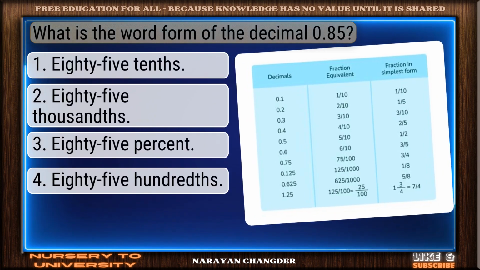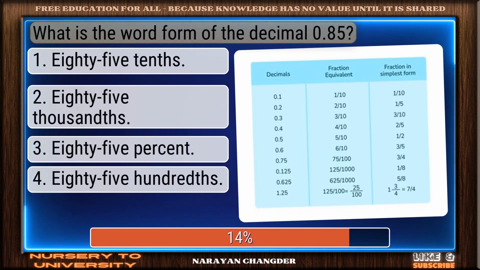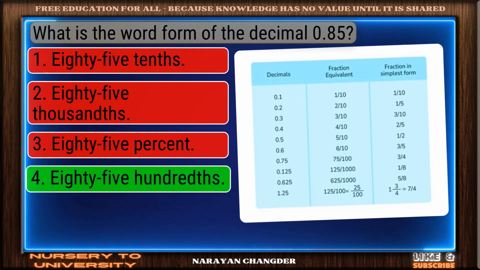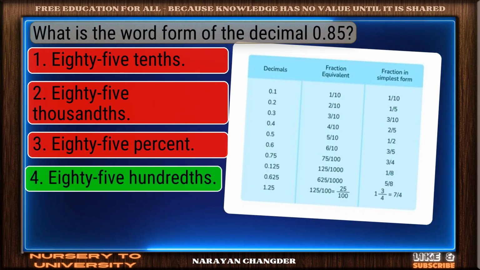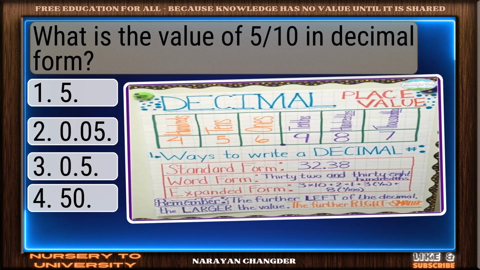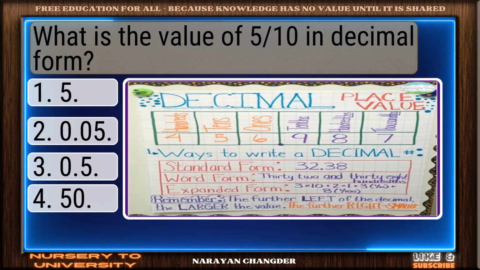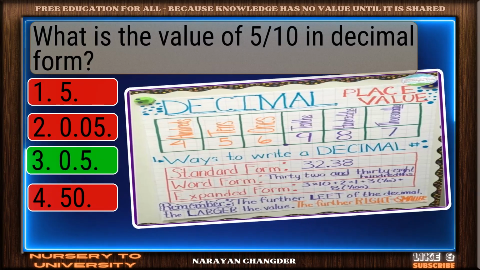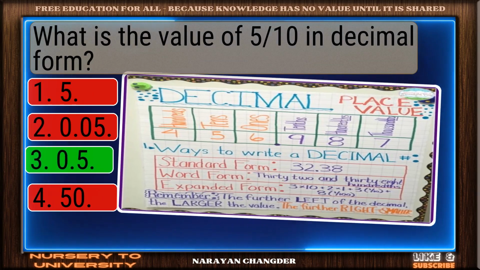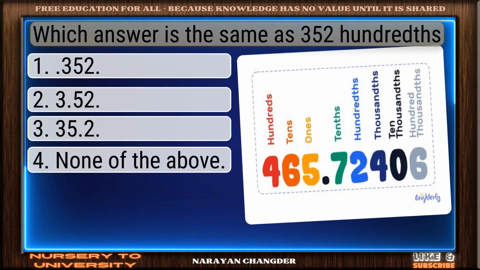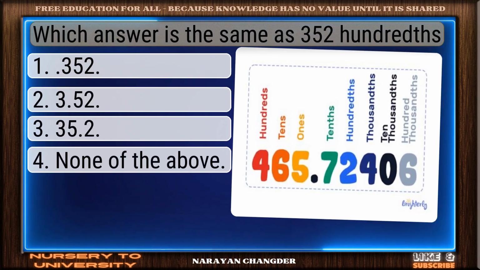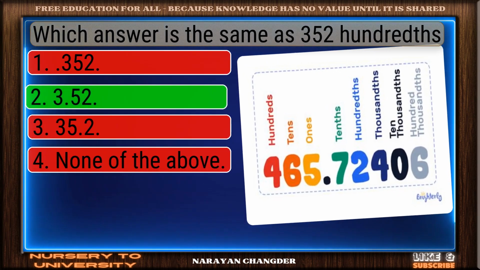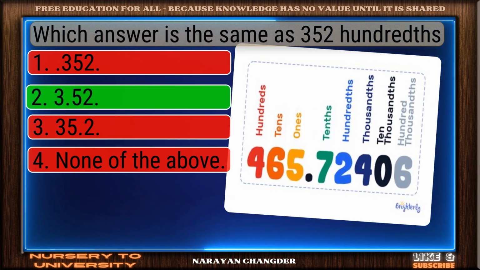What is the word form of the decimal 0.85? Right again. 85/100ths is a valid answer. What is the value of 510 in decimal form? Well picked. 0.5 is the correct answer. Which answer is the same as 3/5200ths? Perfect. 3.52 is the correct choice.